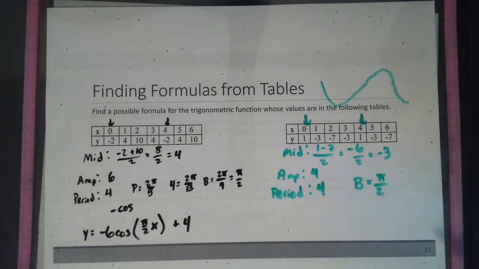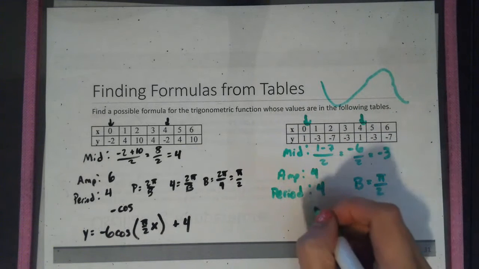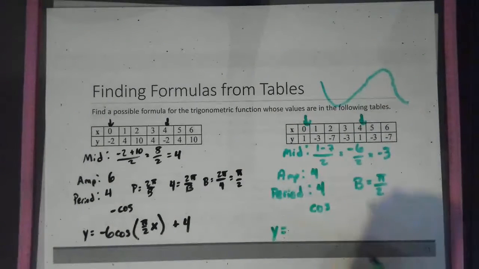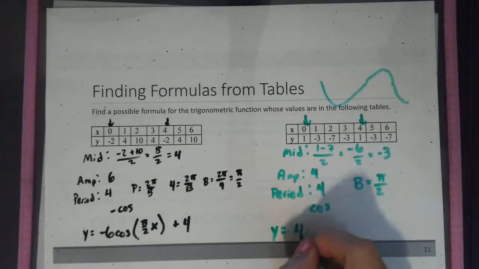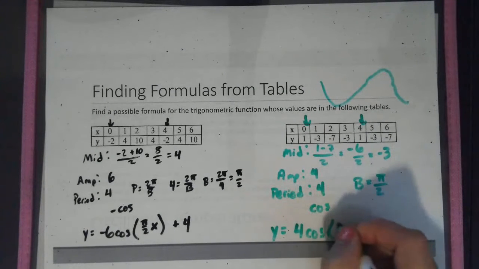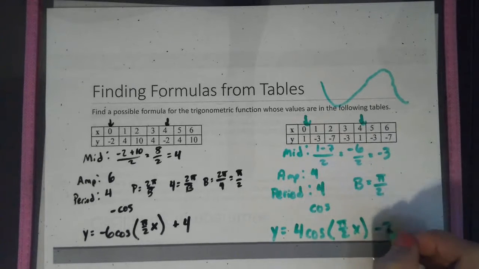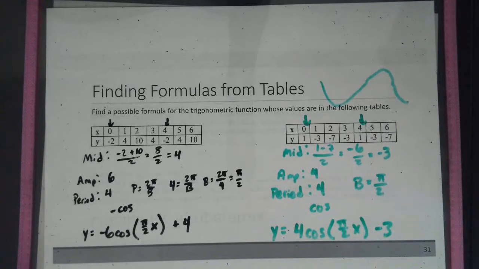What's different is this time we're starting at the highest point. If we're starting at the highest point when x equals 0, that's a regular cosine graph. So this will be y equals +4 times the cosine of pi over 2x plus our midline of -3. So I'll put a -3 on the back.